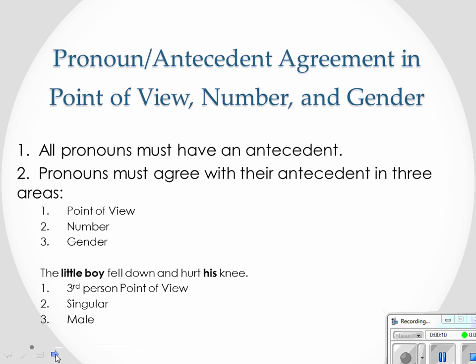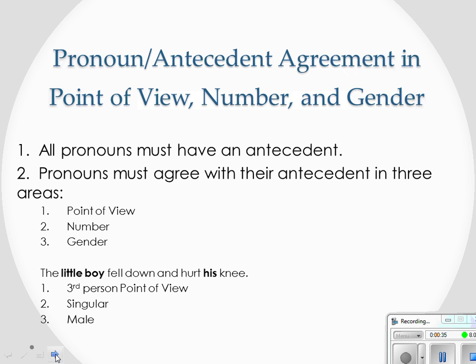When we talk about pronouns, after understanding the different cases of pronouns, the next thing that we need to keep in mind is that pronouns and their antecedent always have to agree. And pronouns and their antecedents have to agree in point of view, in number, and in gender. So you may find it helpful to go into your notes and get your pronoun chart out so that you can kind of follow along with that.